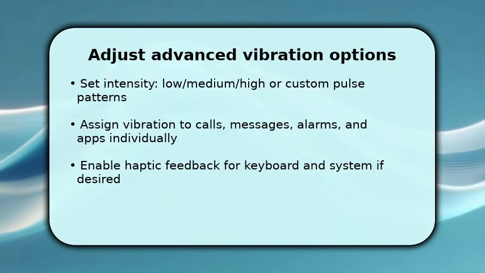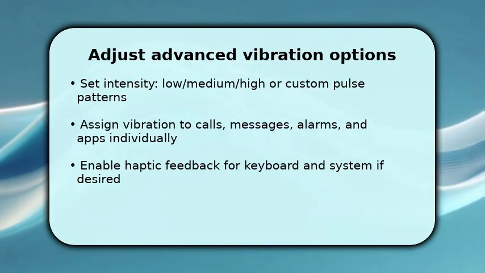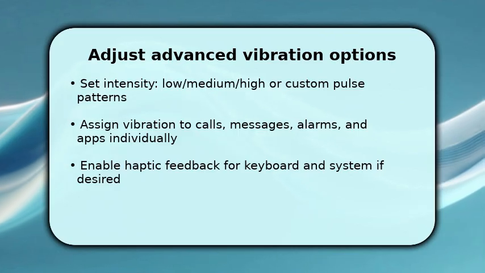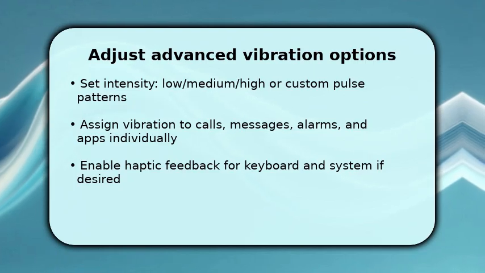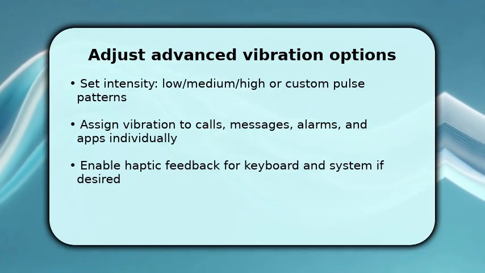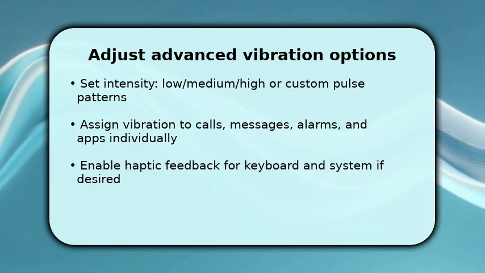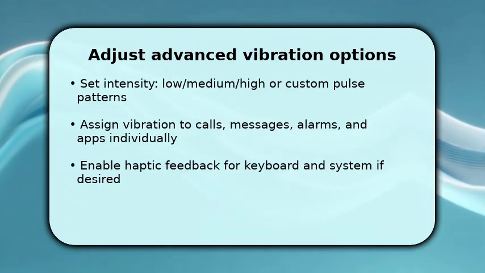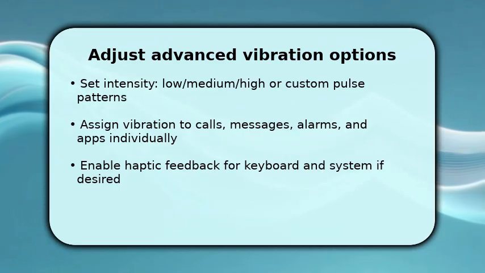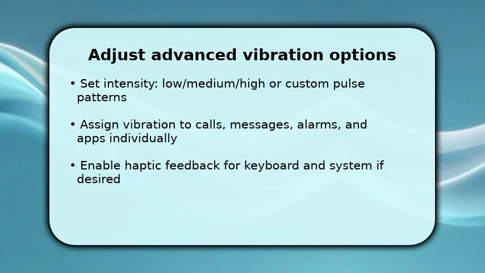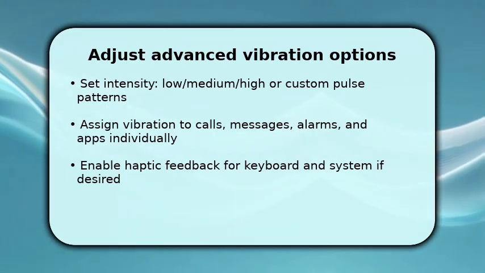Once vibration is enabled, dig into Advanced or Vibration settings to refine how and when it vibrates. You can set intensity, low for discreet alerts or higher for noisy environments, and choose preset or custom patterns so you can identify events by feel. Assign specific patterns to calls, messages, alarms, and critical apps. This lets you keep most notifications silent while still getting important alerts.